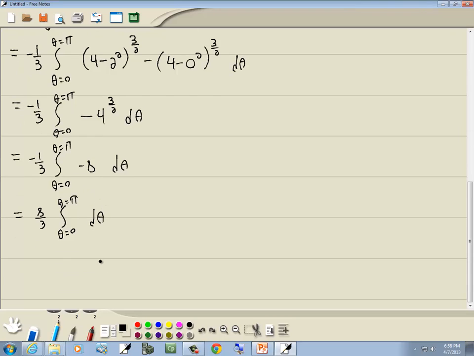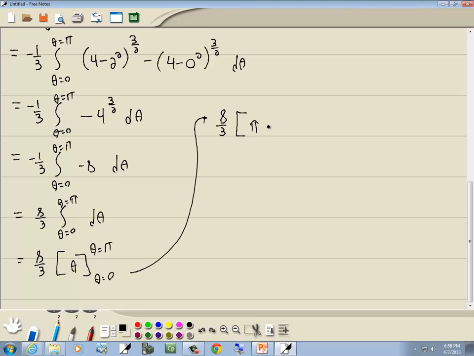Now, if there was something in here, it'd be an invisible 1. So the integral of 1 is theta, from theta is equal to 0 to theta is equal to pi. 8/3 remains out in front. We'll plug pi in for theta, so we got pi minus, and we'll plug 0 in for theta. So we got pi minus 0, which is pi, which gives us 8 pi over 3. And that's our answer.